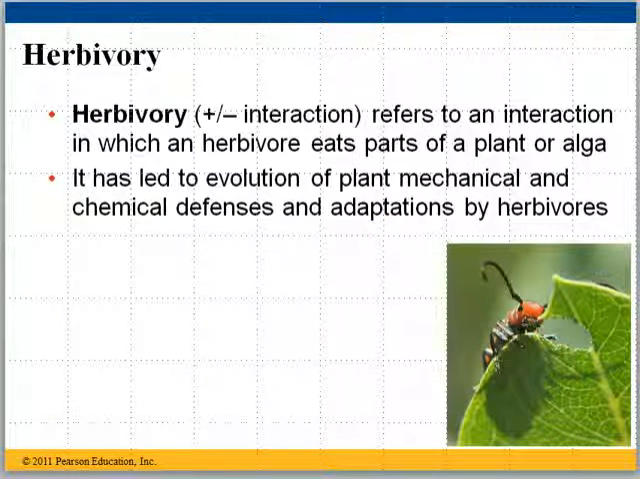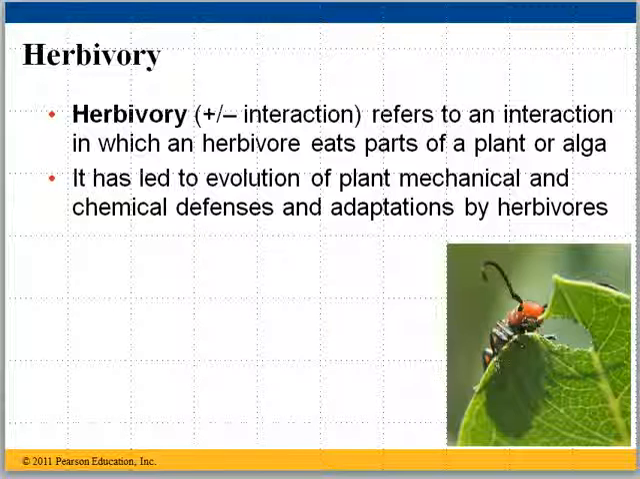Continuing on with our discussion of the different types of relationships, when we were talking about predation, we do have another type of predation that's kind of specific to plants because there's a little bit of difference between animal interaction and animal-plant interaction. So we call that herbivory. Herbivory is a positive-negative interaction just like the other types of predation are, and it refers to the interaction in which an herbivore eats plants or parts of a plant or algae in some way.